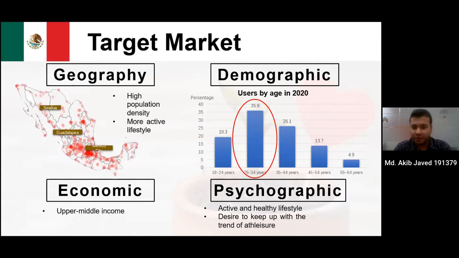Demographically, if you see the statistics, around 40% of the people in these 3 states are in the age range of 25 to 34, so they are very young. Another reason is their active and healthy lifestyle and their desire to keep up with the trend of athleisure. We know a lot of people like football in Mexico, so there are a lot of apparel sales, whether for games, daily walking, or jogging, and they really take care of their health, especially through exercise.